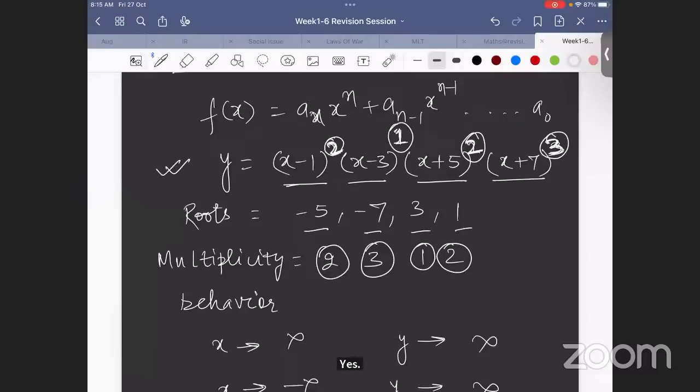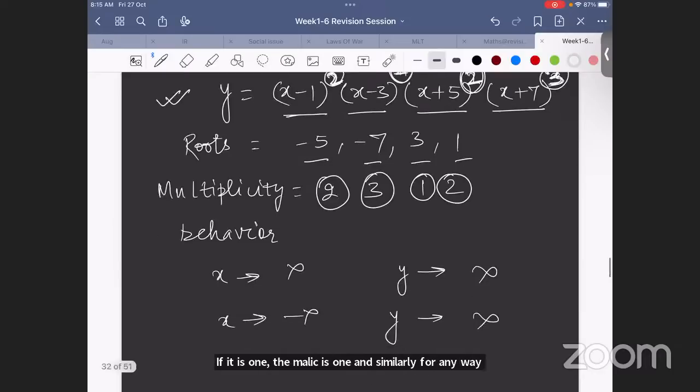So if you are getting 3, the multiplicity is 3. If you are getting 2, the multiplicity is 2. If it is 1, the multiplicity is 1, and similarly for any value. Is this clear?